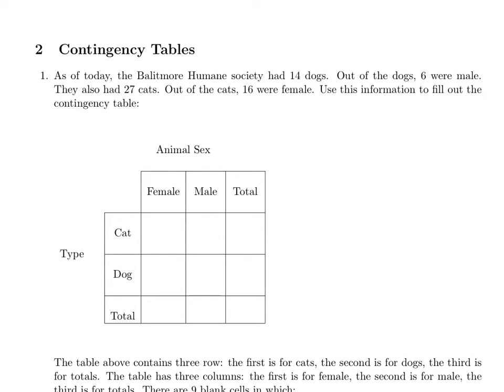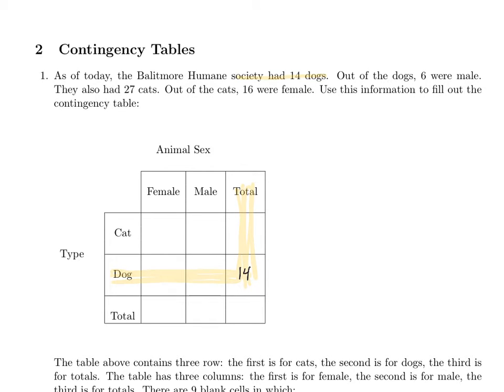Now we're going to start here at the very top, which says the society had 14 dogs. To understand where this is going, we're going to go ahead and look at the dog row. And this isn't male or female dogs, this is total dogs. So I'm going to go ahead and look where total hits dogs, and that's where that number will go. So once again, I have a total of 14 dogs.